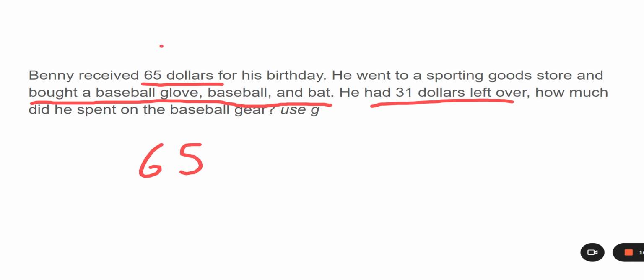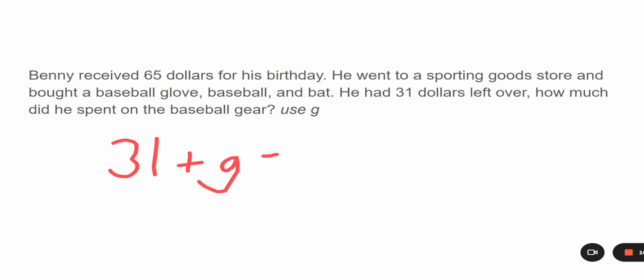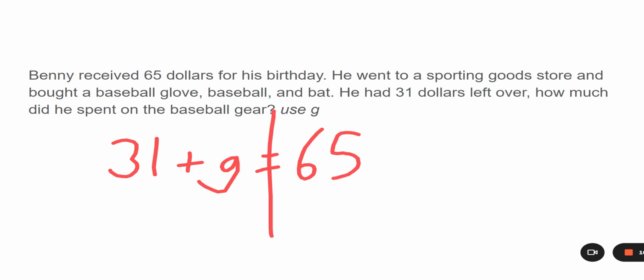Okay, nope. Let me erase this because we're doing the same thing. I'm almost making the same mistake that I did last time. So the $31 he had left over plus the gear that he bought should equal the $65 that he started out with for his birthday. Let's see on the next slide. All right, so they put it differently. They put G first, and again, when we're adding, it doesn't matter.